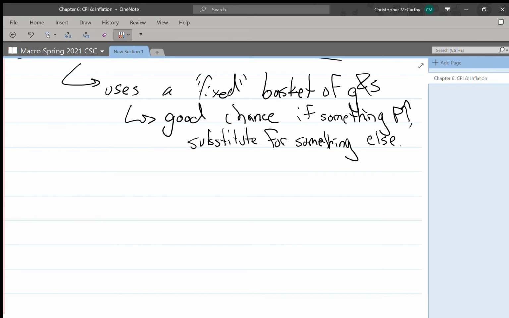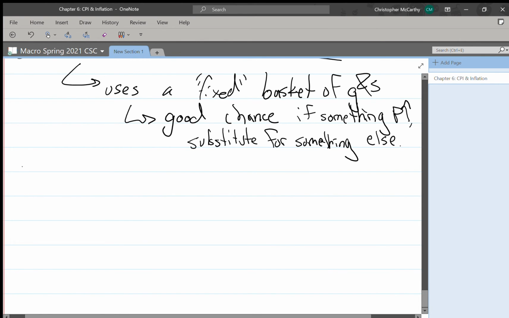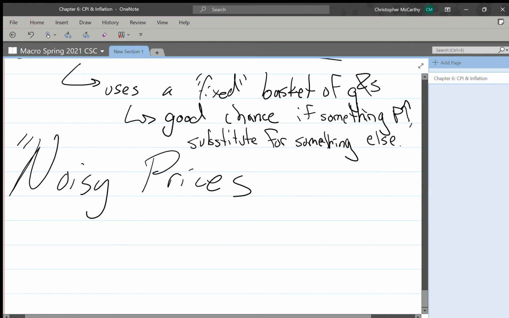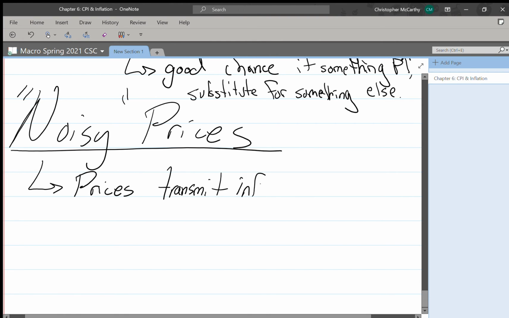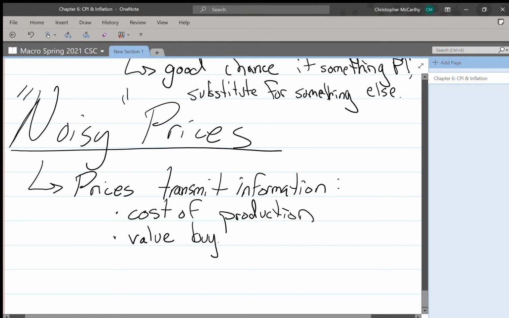So at the end of the day, prices are noisy. We talk about how prices are the market clear and everything like that, right? In economics, prices transmit information, not just about the cost of production, but also the value that buyers place on one additional unit.